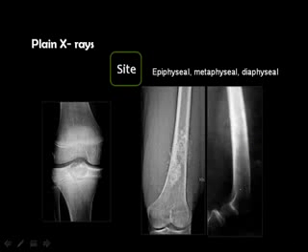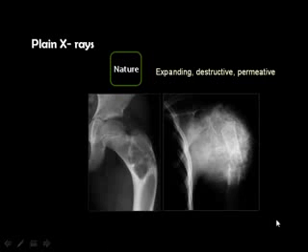Then what do you want to know about the bone tumor in order to reach the diagnosis? Number one, you want to know the site, because epiphyseal lesions can have certain differential diagnoses, and so do metaphyseal and diaphyseal pathology. This is an epiphyseal lesion which is characteristic of a chondroblastoma, as we will mention, and this is a metaphyseal lesion which is diagnostic of an osteosarcoma, and this is a diaphyseal lesion which is classic for an Ewing sarcoma.